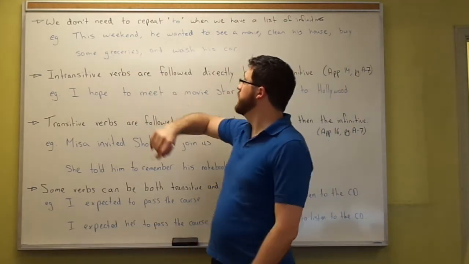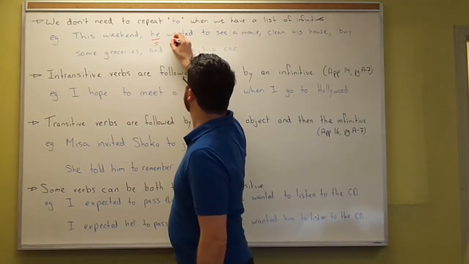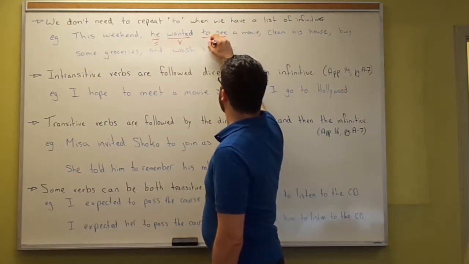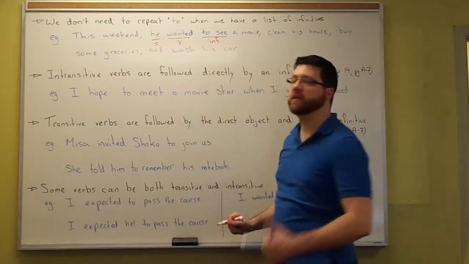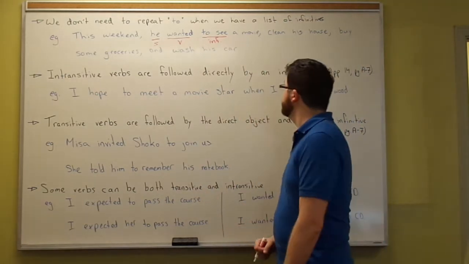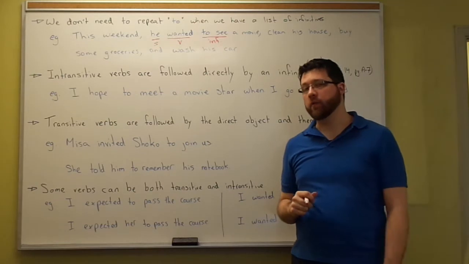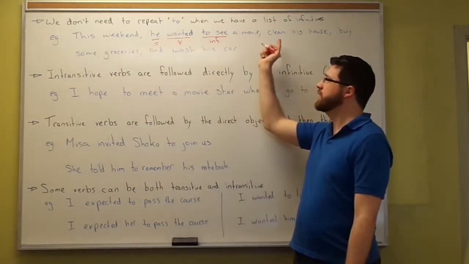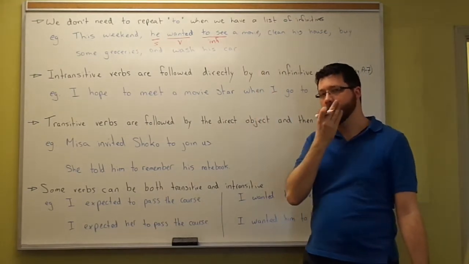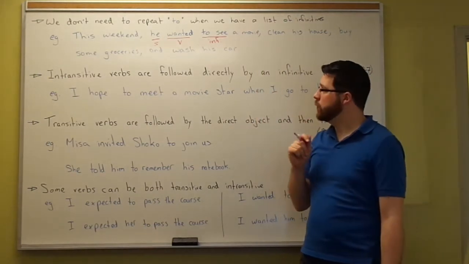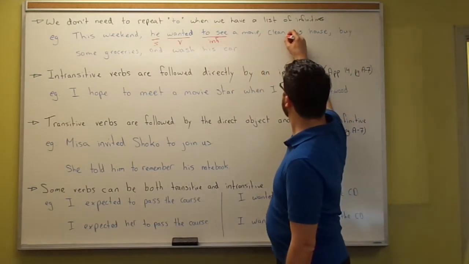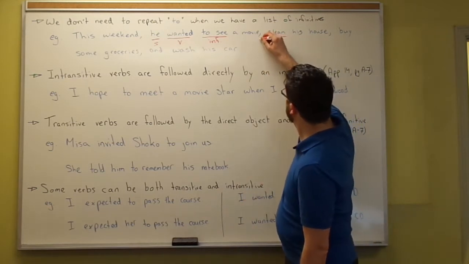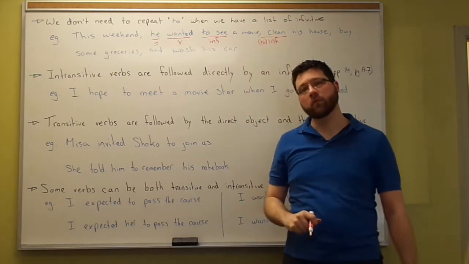So, for example, this weekend, he, subject, wanted, is the verb. And now we have our first infinitive. He wanted to see a movie. Okay, clean his house. Now, is the sentence, this weekend he cleaned his house? No. Clean is also an infinitive, but we've removed "to".